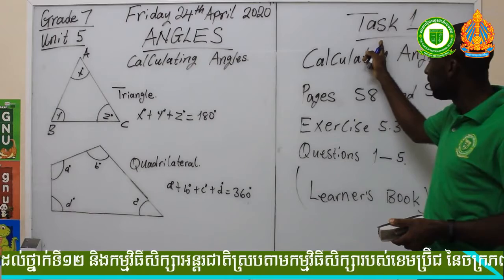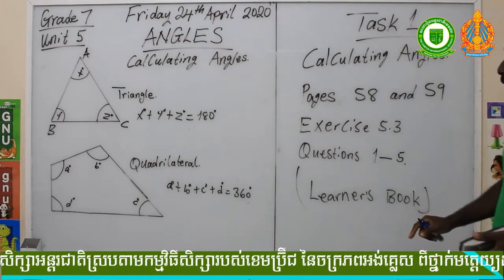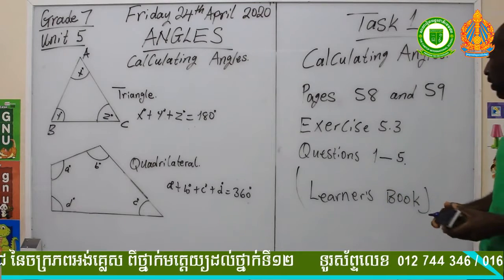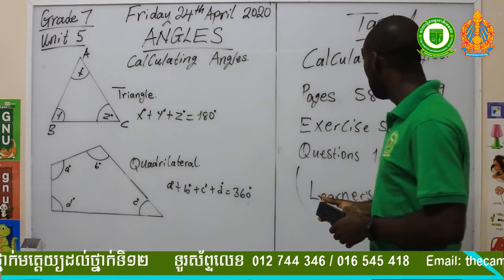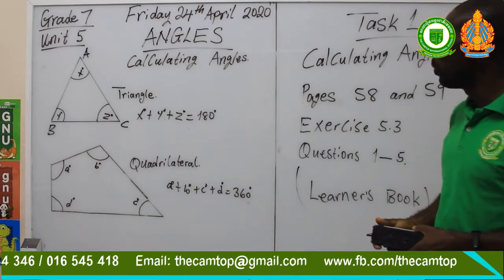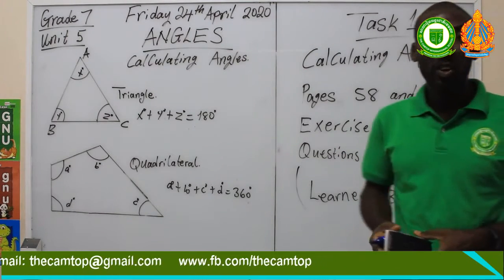So for first activity, which is task 1, you are supposed to answer questions 1 to 5, and then you send for checking. I believe everything here is well understood and you can do more calculation on angles.